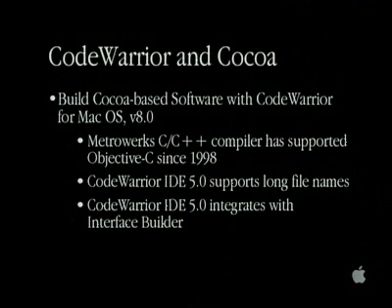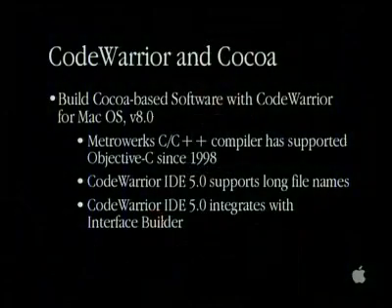With CodeWarrior IDE 5.0 and CodeWarrior 8 that we're releasing later this month, we finally added long file name support. The biggest holdup for building Cocoa was that there were a few header files in Cocoa that had more than 31 character file names, which was a limitation of old Mac OS. So we fixed that, and now we can build Cocoa without any problems. And as I just tried to demonstrate, the IDE 5.0 integrates with Interface Builder, and it actually does work, and I hope you all get the opportunity to try it out.